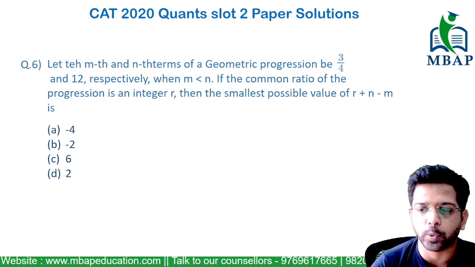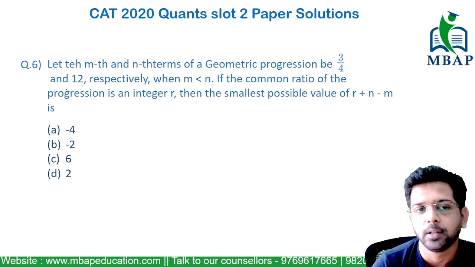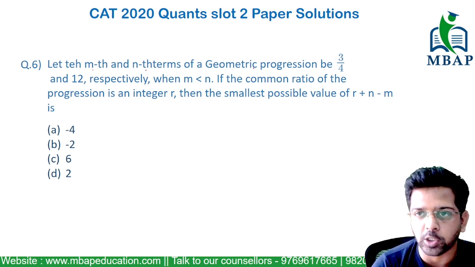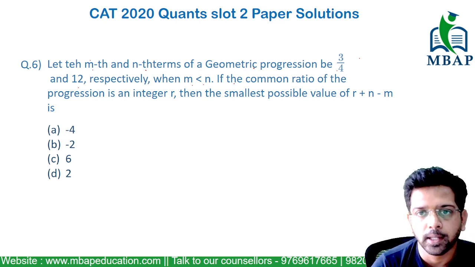Let's have a look at the next question. It's a wonderful question on AP and GP, on GP itself. The question says, let the m-th term and the n-th term of a GP be 3 by 4 and 12 respectively. The m-th term is 3 by 4, the n-th term is given to you as 12, where obviously m is less than n.